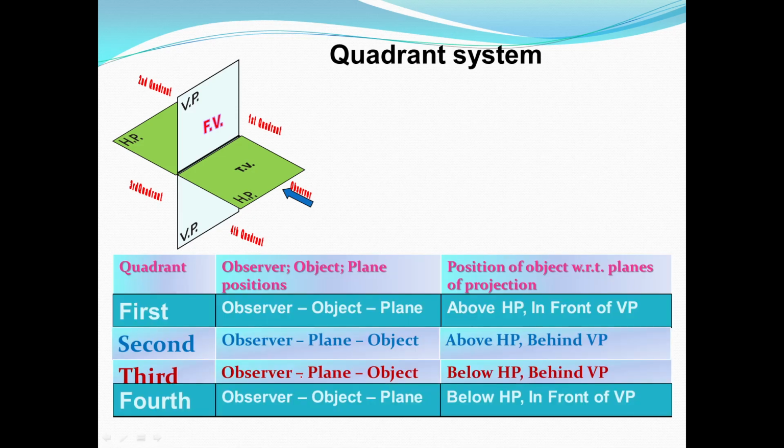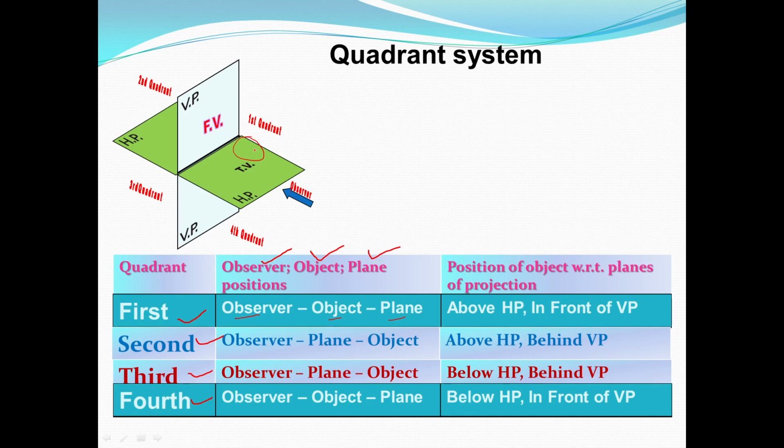So the same thing is given in tabular form: first quadrant, second quadrant, third quadrant, and fourth quadrant. You can see the position of the observer, object, and plane. So in the first quadrant, what exactly happens? You can see the combination here: observer, object and plane. The observer, the object, and the projections are on the plane.